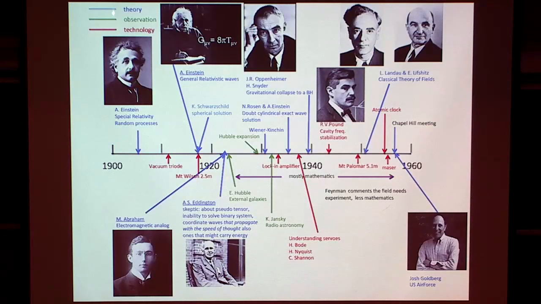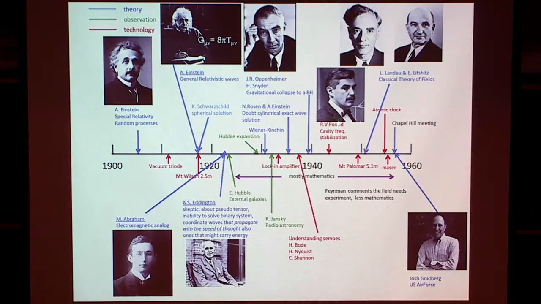And you'll see that what I've done here, I've organized things in terms of blue being theory, green being observation, and red being technology. And these things over the 100 years have tended, and this only goes from 1916, let's say, to 1960. Let me walk you through a little bit of the technology. Vacuum triodes came in there. Lock-in amplifiers, and I've given this talk sort of halfway once before. Many people don't even know what a lock-in amplifier is anymore, but there are some.